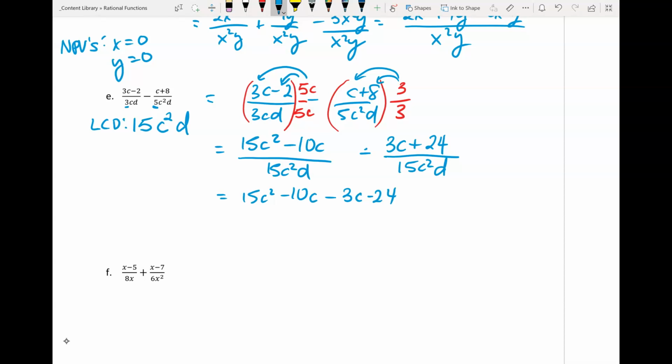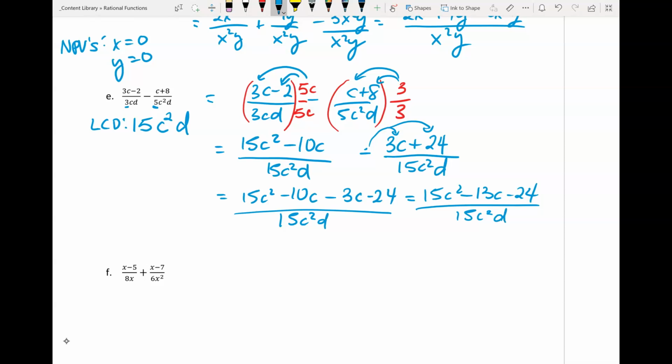Remember, this negative would have to distribute to each term, which is why I have a negative 24 there. Okay, now I'm going to combine our like terms. And we're just going to leave it at that. Our NPVs are c equals 0 and d equals 0.